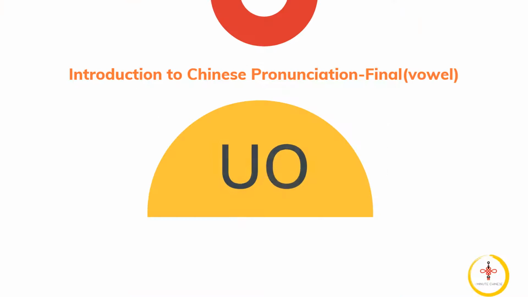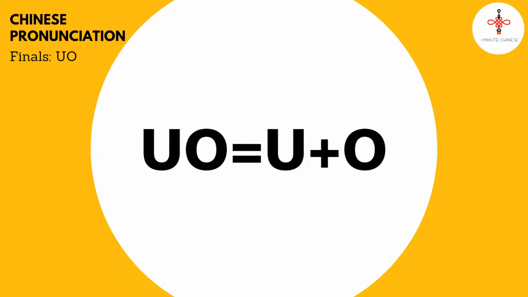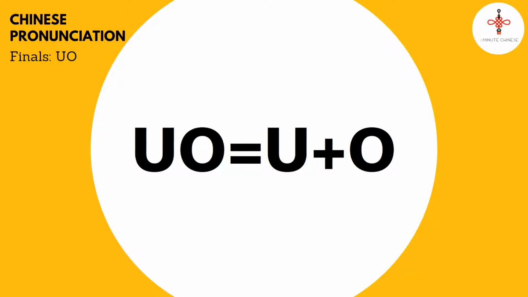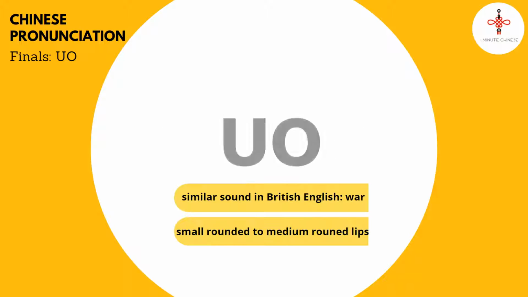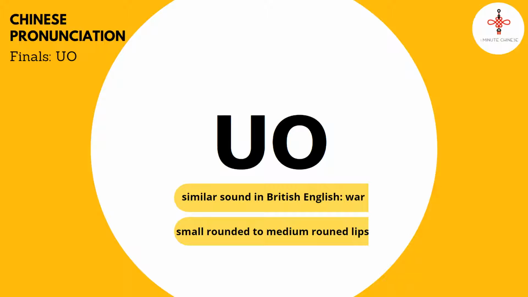In this lesson, we will talk about the final 窝. When you see the English letter UO in Pinyin, the pronunciation is 窝. It's a combination of the Mandarin Chinese U and O sounds. Say 窝. It's close to the British English word war.